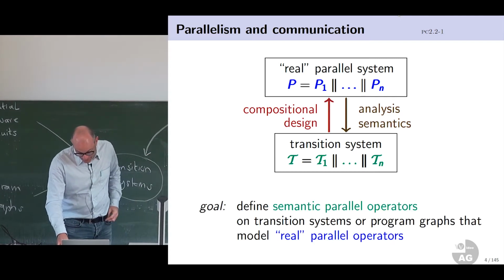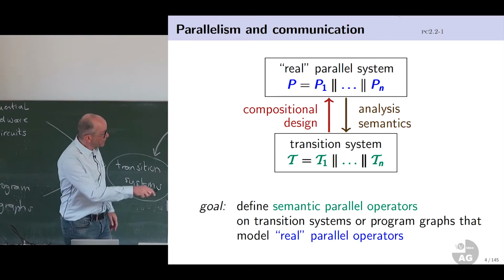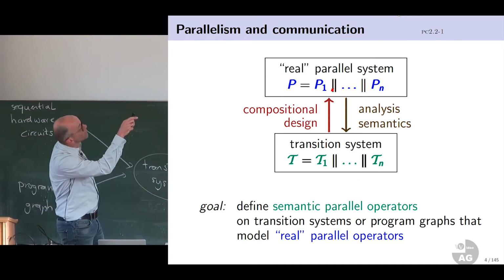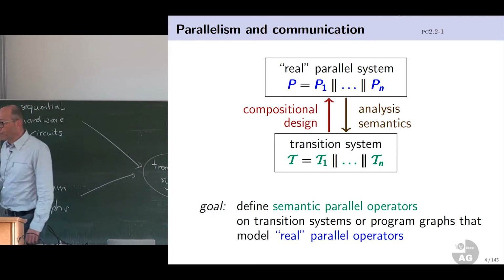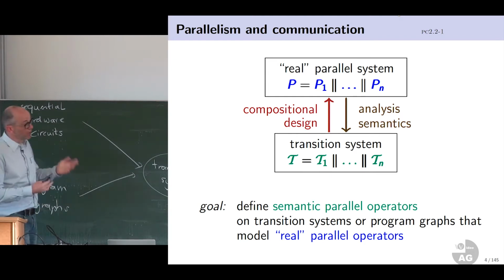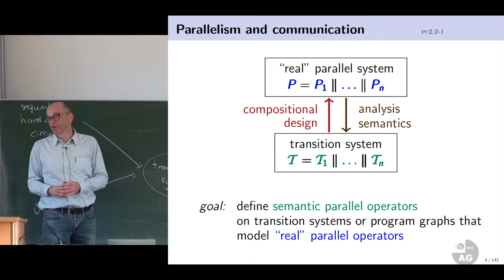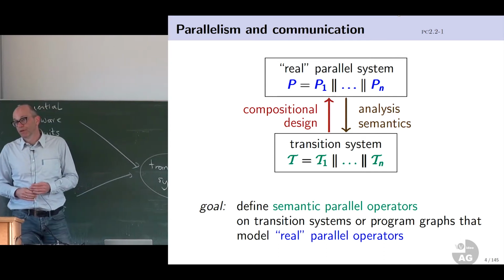Good. So the goal is to define these operations, these triple bars, double bars actually with parameters, as we're going to see. And that's what we're going to define. We're going to define this on transition systems, or if this is convenient, on program graphs. And the idea is that they model different kinds of communication paradigms that we also see in real systems.